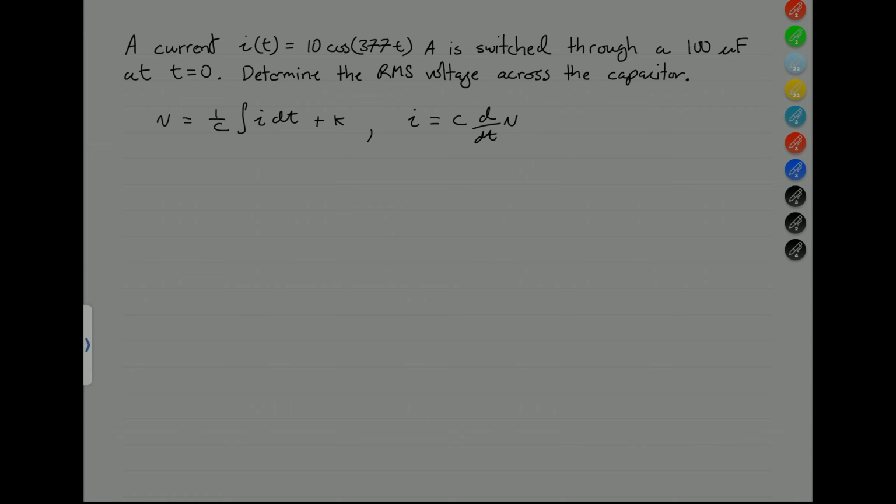So for our problem, we want to know that the integration of cosine 2t dt is equal to sine 2t all over 2. Also, the RMS voltage is equal to the magnitude of our instantaneous voltage divided by the square root of 2.